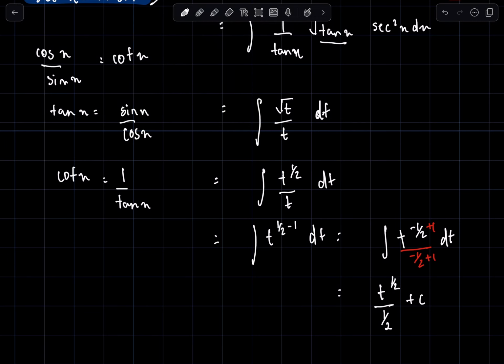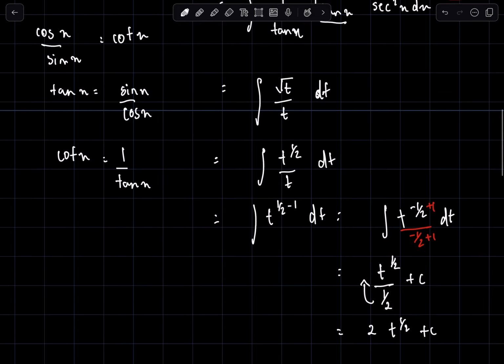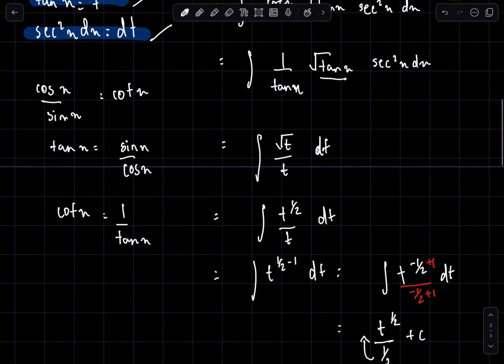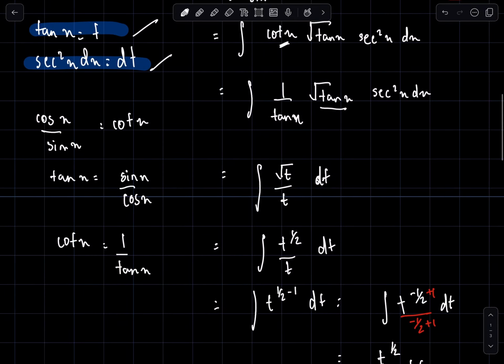Now, what is the answer? You just bring this on the top, it becomes the inverse, which is 2 t raised to power half plus c. Now what is t? Tan x. Okay, 2 tan x raised to power half plus c. Power half can be written as square root of tan x plus c. These both are correct, different variations of the same format. Okay, so that was question number 34.